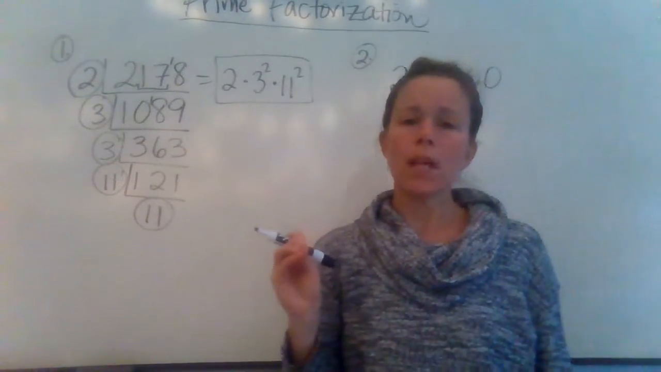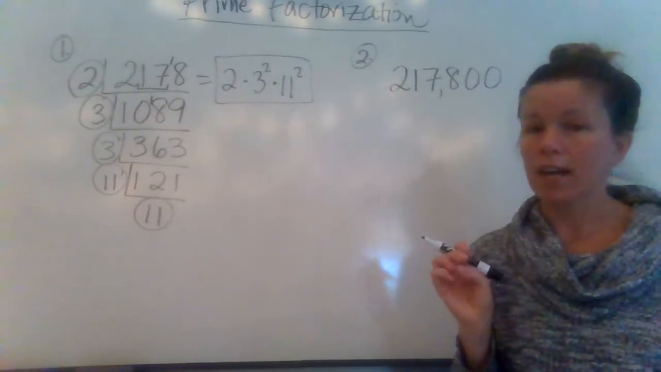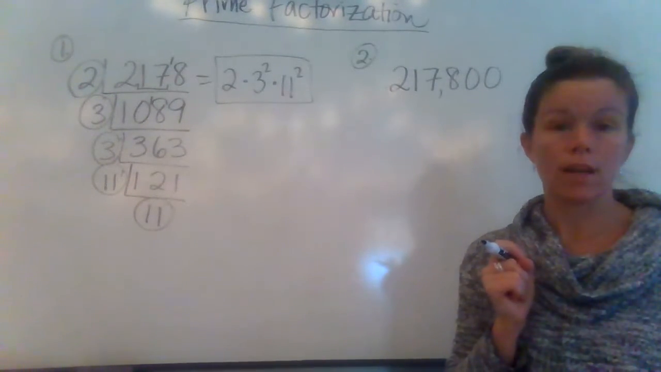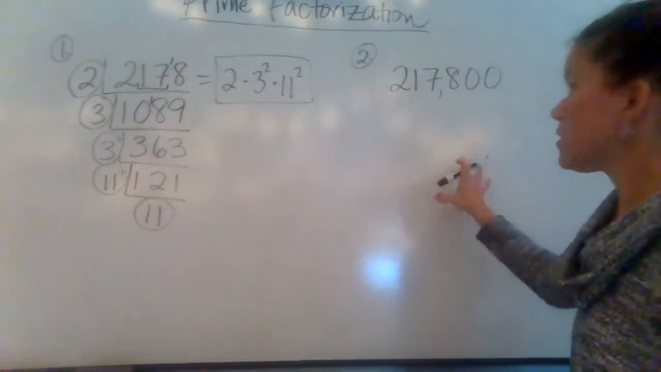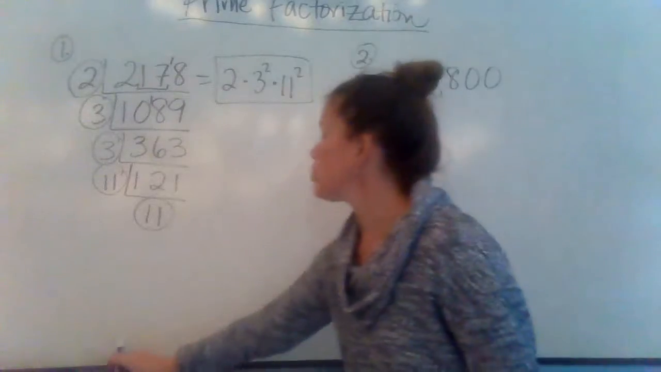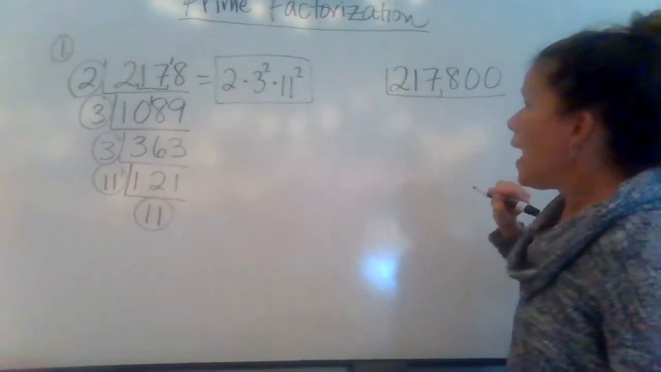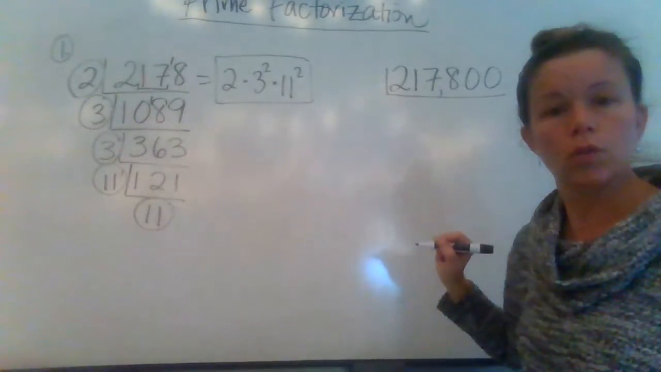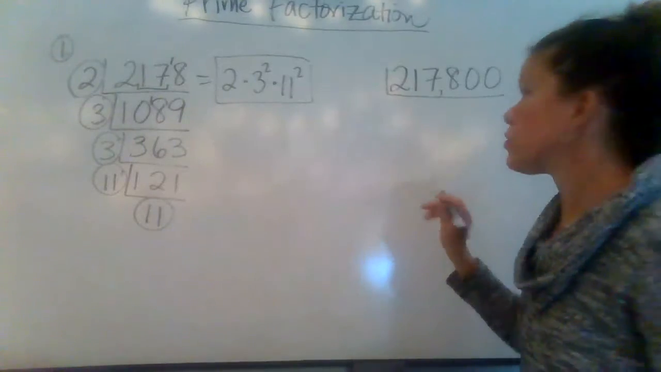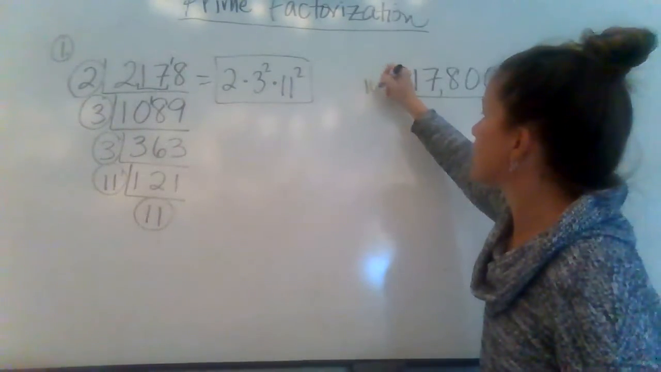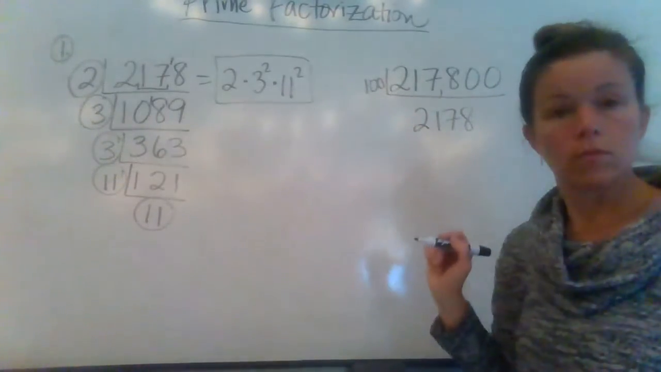However, sometimes a number is big, and going one by one by one prime factors just seems like it's going to take a long time. So I'd like to use some mental math in this process. So I'm going to take this number, 217,800, and I'm just going to check out what I can do to pull out some other numbers first. So for example, I think I could pull out 100 and get down to 2178, right?